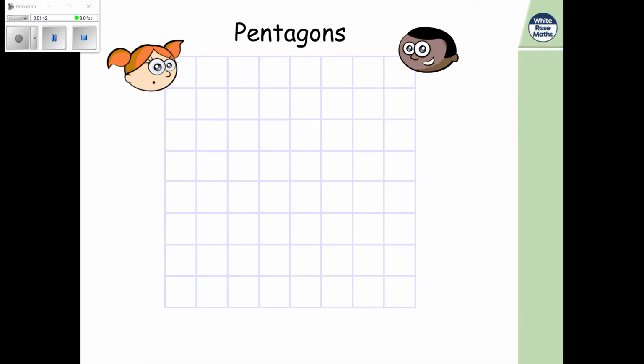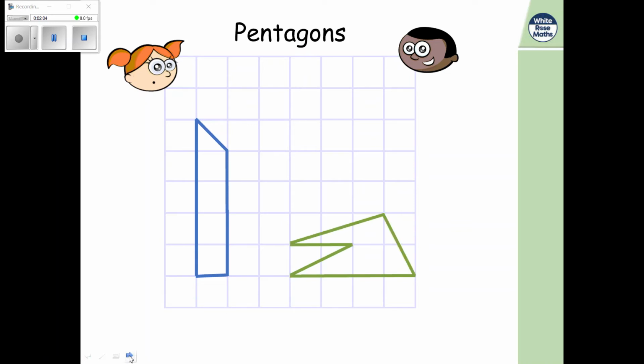Moving on to pentagons, have a little think now. How many sides does a pentagon need? It does need 5 sides. So let's have a look. 1, 2, 3, 4. Oh, does that count? No, it doesn't. 4. So she has drawn a 4-sided shape there, so that cannot be a pentagon. 1, 2, 3, 4, 5. So he has drawn a pentagon there. So there you go, they are showing you why that cannot be a pentagon.